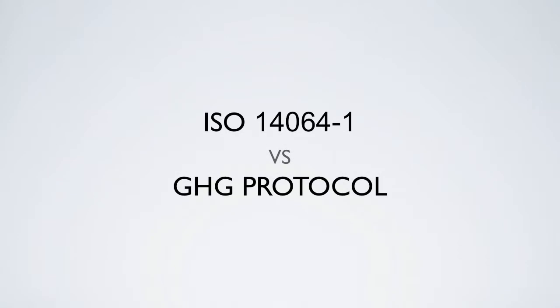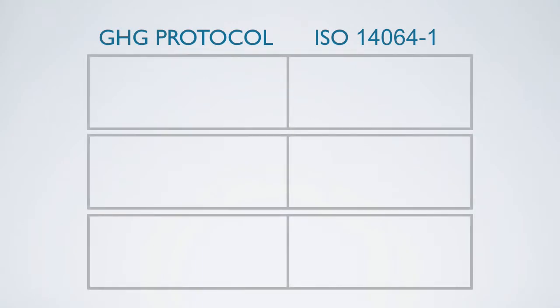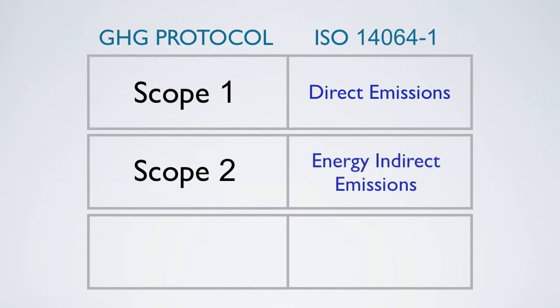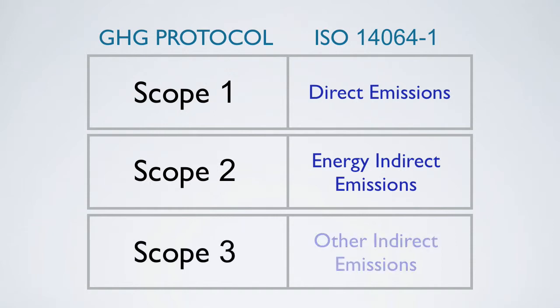ISO versus Greenhouse Gas Protocol. It should be noted that the ISO standards for greenhouse gas accounting categorize greenhouse gas emissions in the same way as the Greenhouse Gas Protocol, but they use different names to describe the three categories. Scope 1 emissions are simply referred to as direct emissions. Scope 2 emissions are referred to as energy indirect emissions. And Scope 3 emissions are referred to as other indirect emissions.